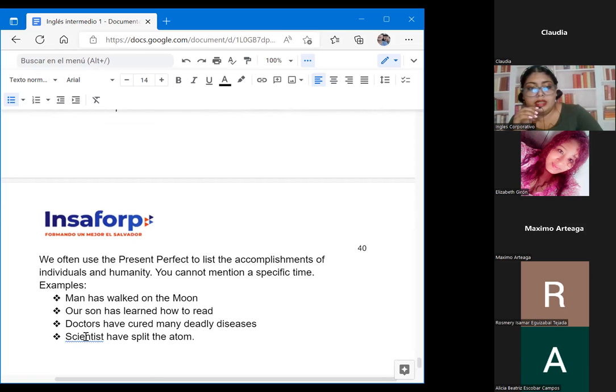So here we have the examples of this one, and we have four. "Man has walked on the moon." "Our son has learned how to read." "Doctors have cured many deadly diseases," and "Scientists have split the atom."